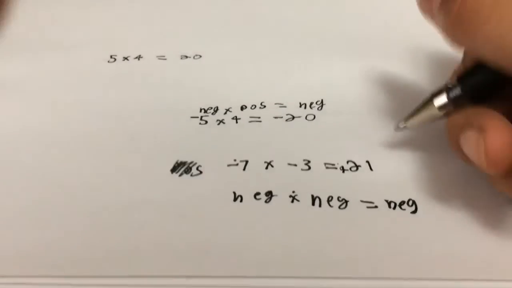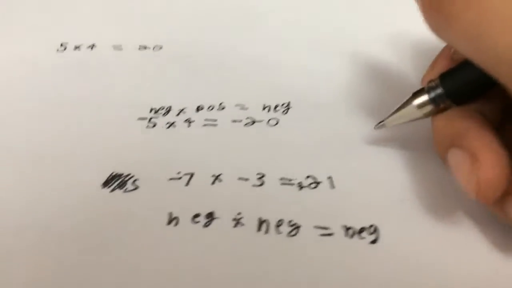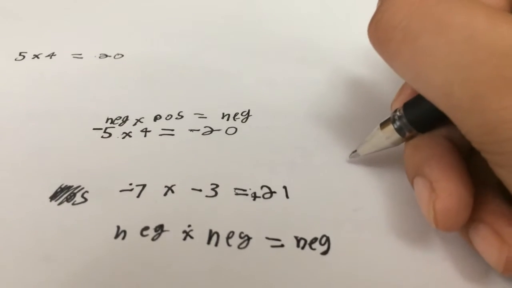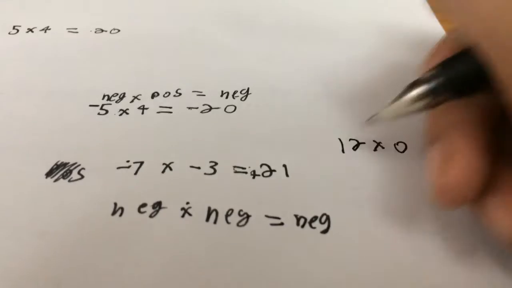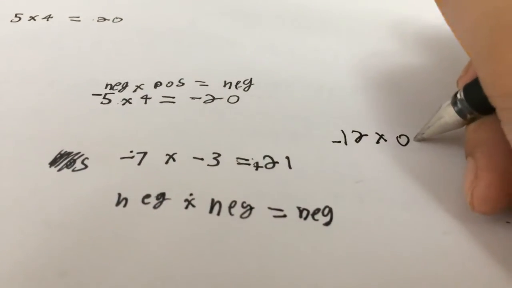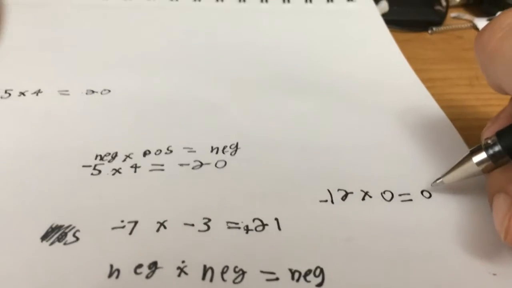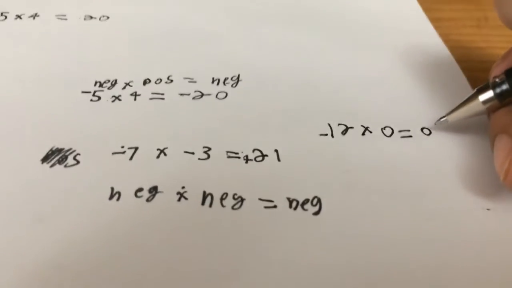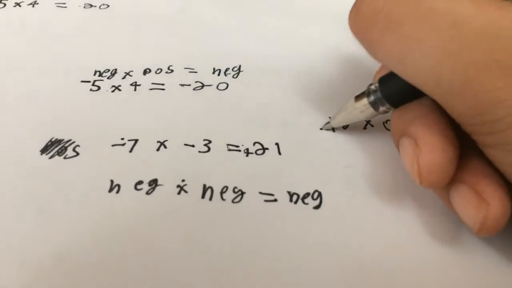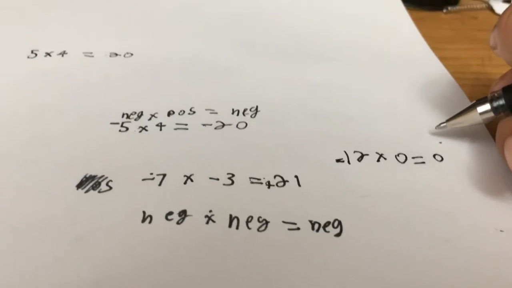What about if you multiply a 0? What if you multiply 0? So let's see if we have 0. So let's go for negative 12 times 0. Negative 12 times 0 would obviously equal 0, because in normal multiplication, even if you multiply two positive integers and positive numbers, it would also equal 0. So even with the negatives, it will also equal a 0. So yeah, that is how you multiply integers.